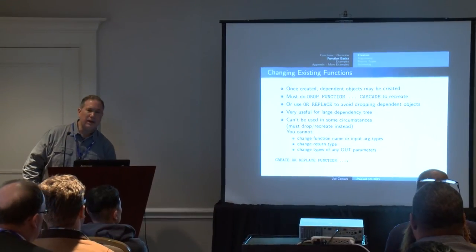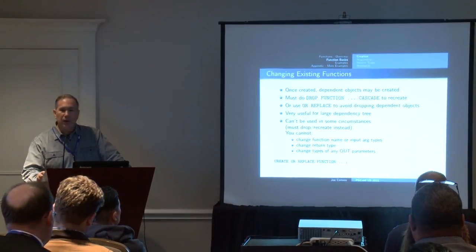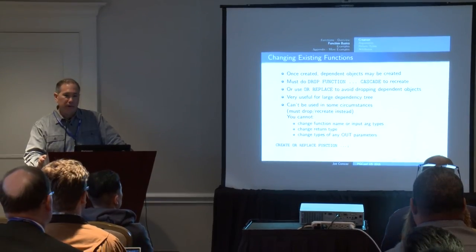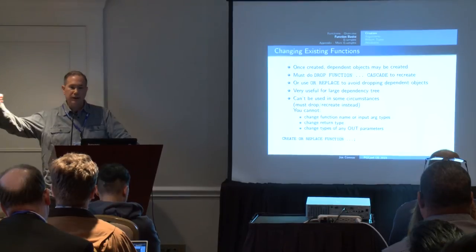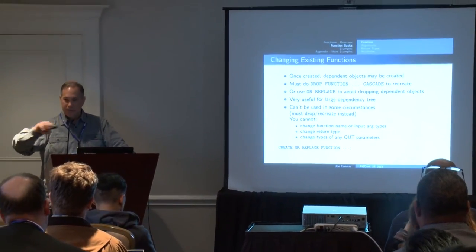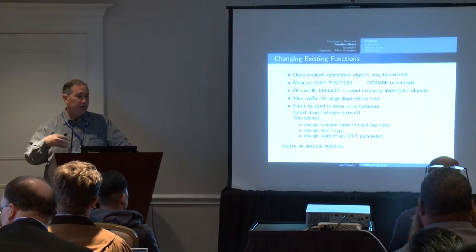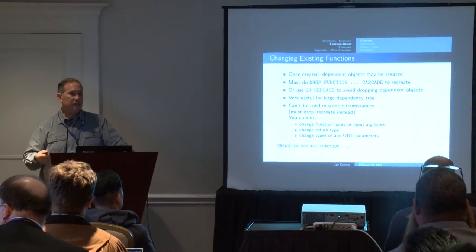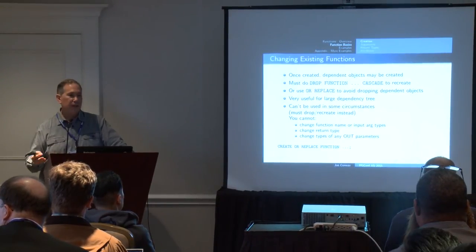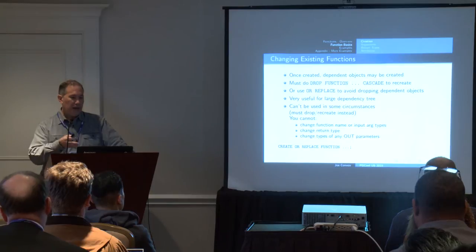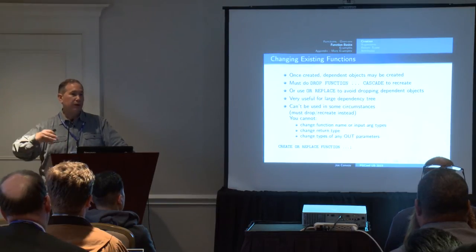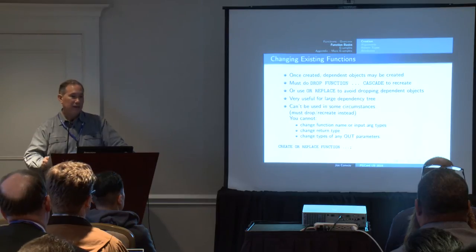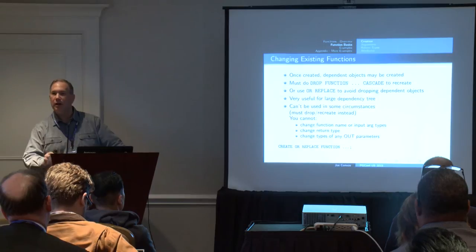The reason for that is that objects in Postgres end up with dependencies. So if you've got a function that is implementing a trigger, and then you've got a trigger on a table that uses the function, if I wanted to update that function, fix a bug, change something, without create or replace, you would have to then cascade that drop of the function and then recreate the function. So that could get pretty ugly because that chain of dependencies could be quite long.